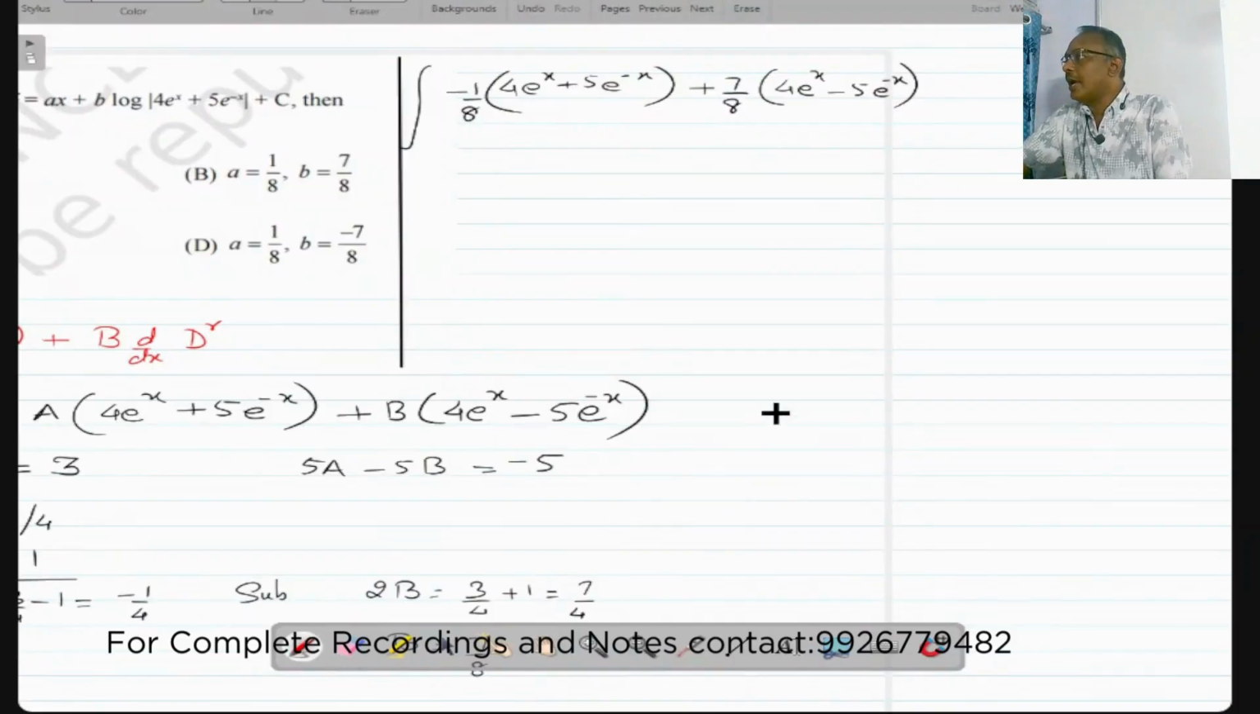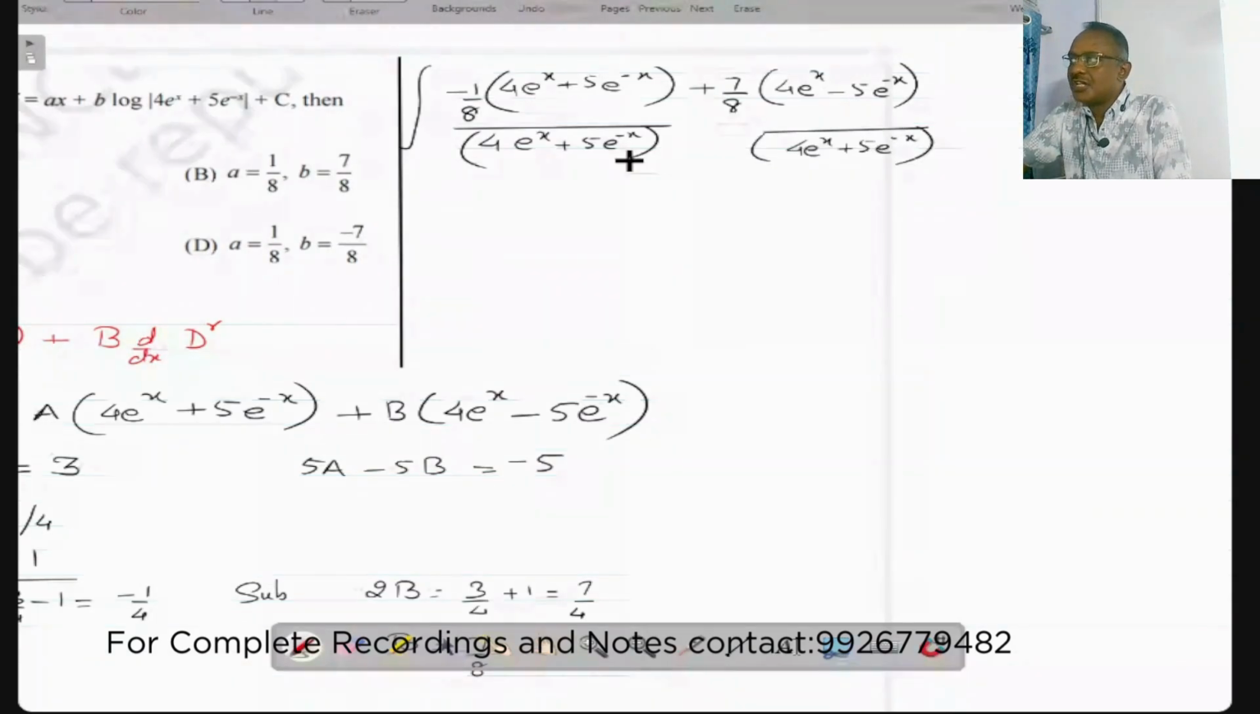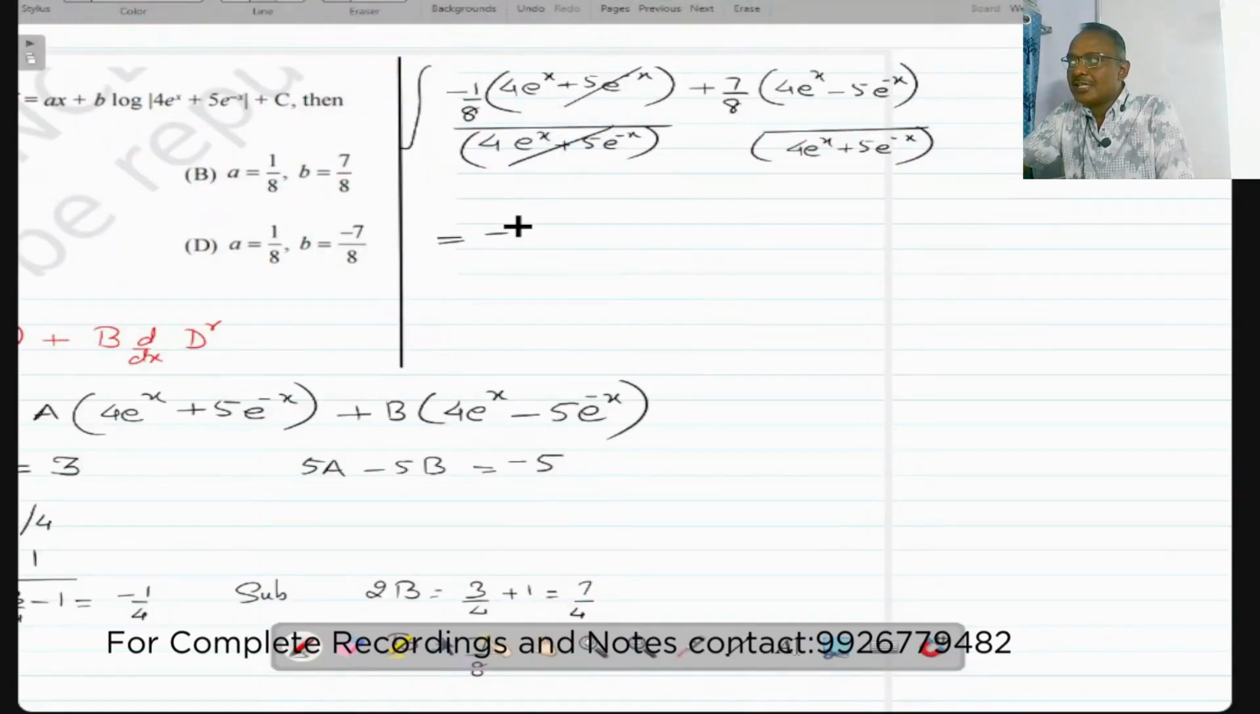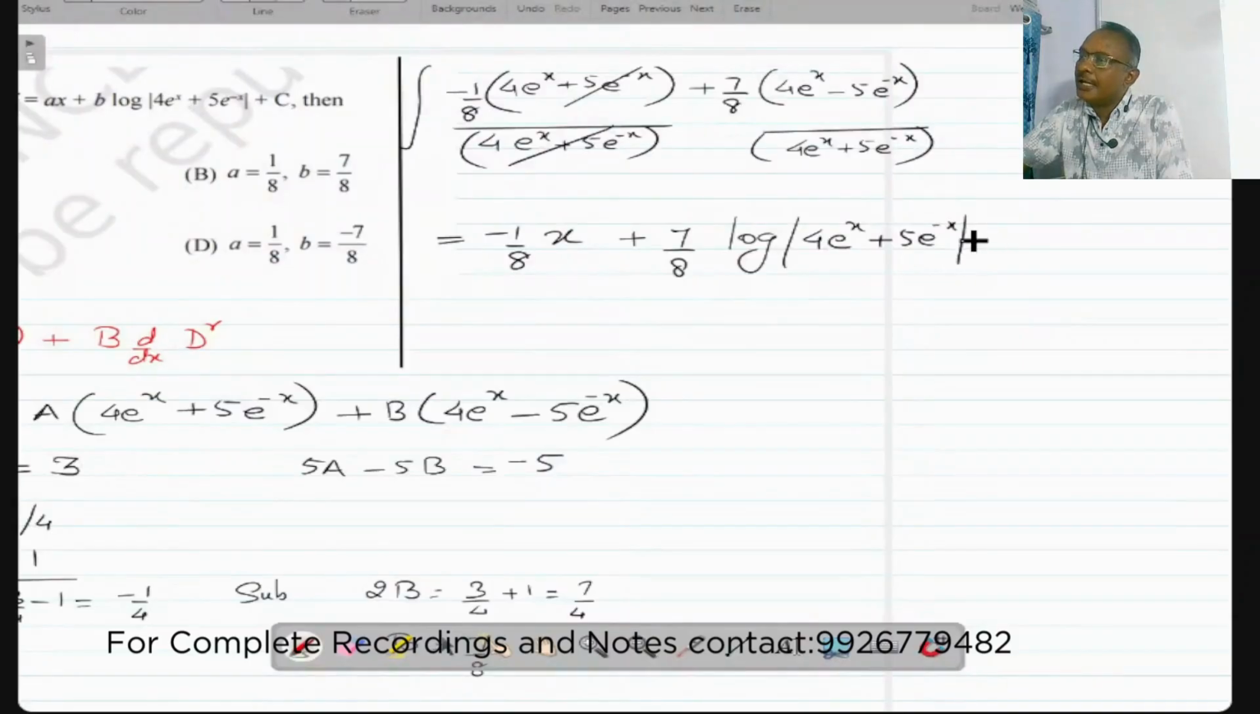और डिनोमिनेटर क्या है? डिनोमिनेटर तो ये है 4 e to the power x plus 5 e to the power minus x, ये तो कट जाएगा. आंसर माइनस 1 बाई 8, ये हो गया x. नीचे का डिफरेंशियल ऊपर आ जाए तो log of the denominator 4 e to the power x plus 5 e to the power minus x plus c.